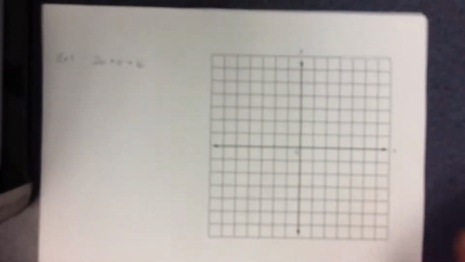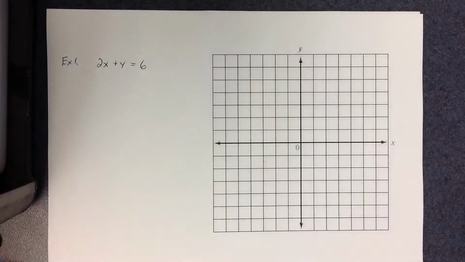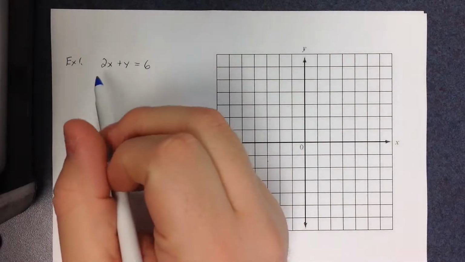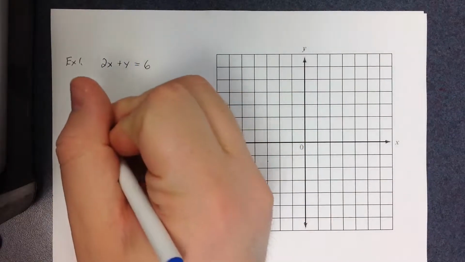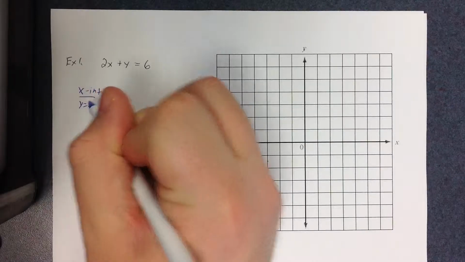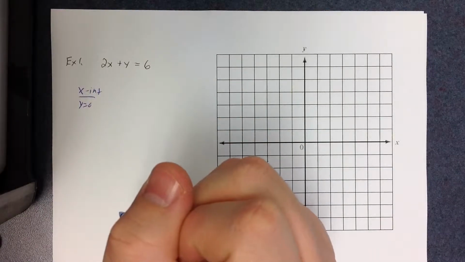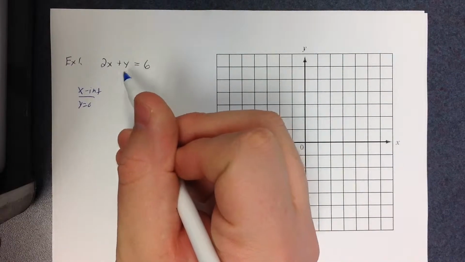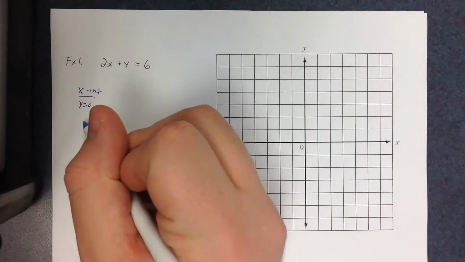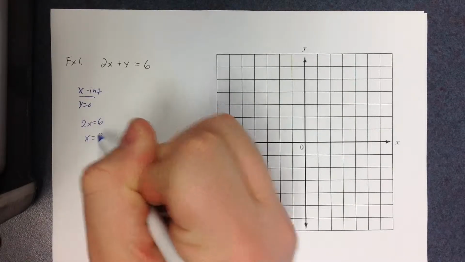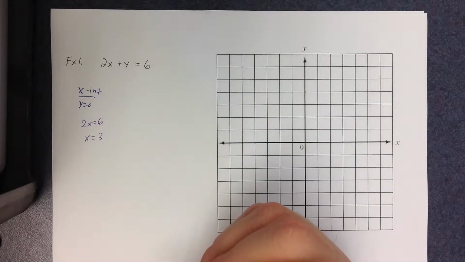So if I take my first example, 2x plus y equals 6. I could approach this by finding the x-intercept by putting in 0 for y. Now we'll kind of shorten up our work here, because if I put in 0 for y, that term's going to go away, and I'd be left with 2x equals 6. Divide both sides by 2 and you get x equals 3.